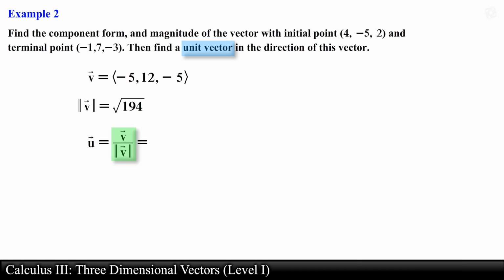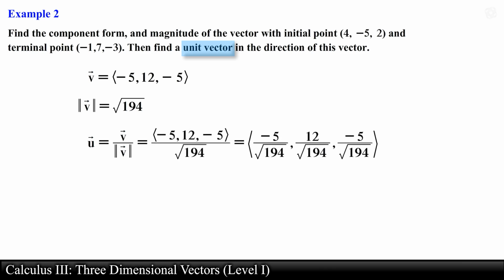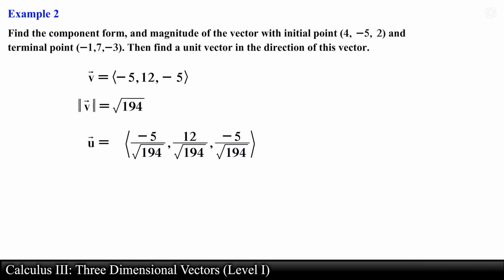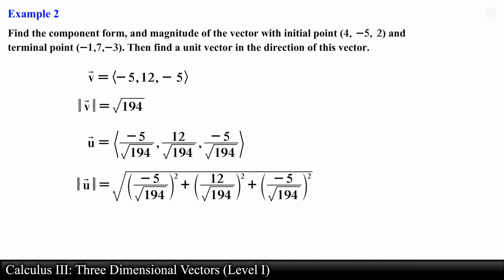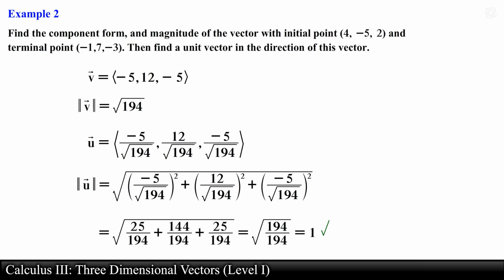We find this unit vector by simply dividing each of the components of vector v by its magnitude. Doing that, we obtain the following components for the unit vector in the direction of vector v. You can easily verify that it's a unit vector by computing the magnitude and checking that it is equal to 1. Alright, let's go over the final example.